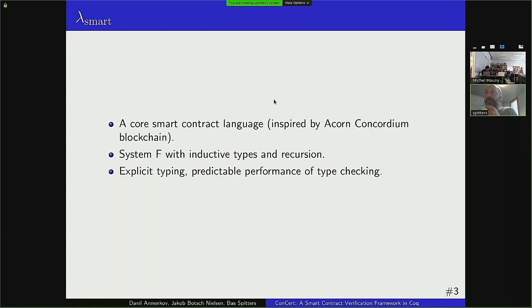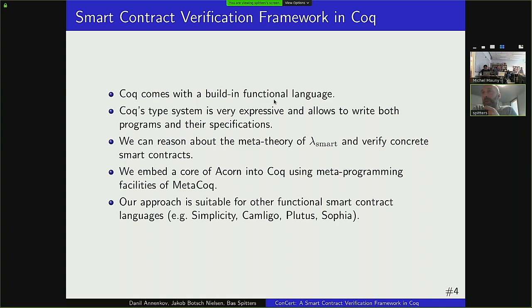The observation is that Coq comes with a built-in functional language, and Coq's type system is very expressive, so it allows us to write both the programs and our specifications. What we want to do is reason both about the smart contract language itself, the meta properties, and at the same time reason about individual smart contracts. There's a new extension to Coq called MetaCoq, which allows us to do metaprogramming in the Coq system. We embedded Lambda Smart into Coq by just translating the AST to the AST of Coq. But our approach is also suitable for other functional smart contract languages. I think we've heard about CamelEgo and Camel before. It will also work for Simplicity, for Plutus, and for Sophia. There are some others.